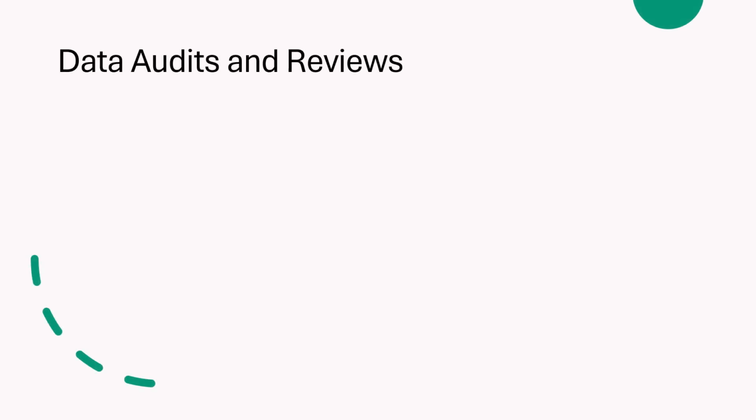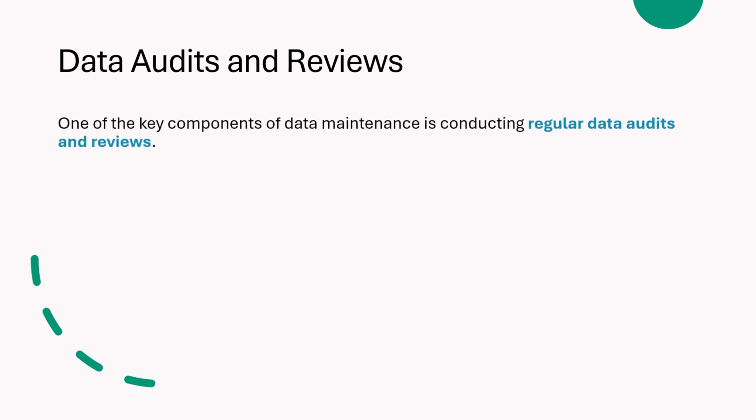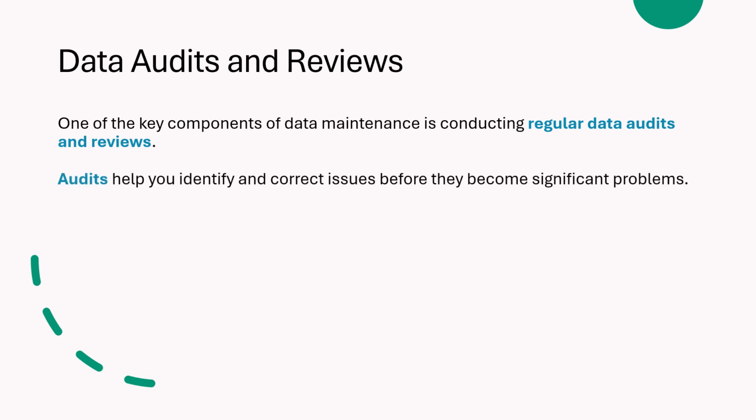Effective data management doesn't end once your data is created and cleansed. Ongoing maintenance is essential to ensure that your MRO master data remains accurate and up to date. One of the key components of data maintenance is conducting regular data audits and reviews. The purpose of an audit is to help you identify and correct issues before they become significant problems. An audit might involve reviewing your MRO master data to identify any records with missing or outdated information. This process ensures that your data remains accurate and reliable over time.